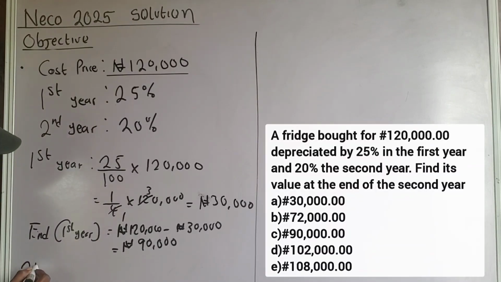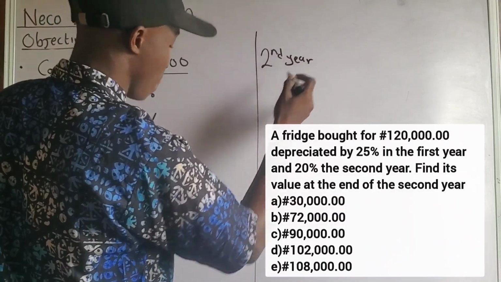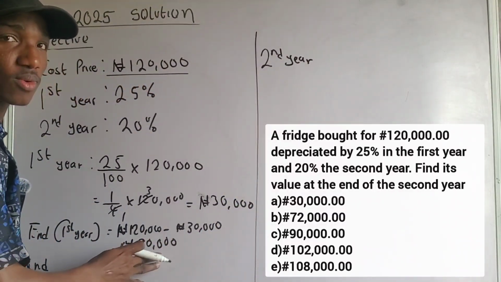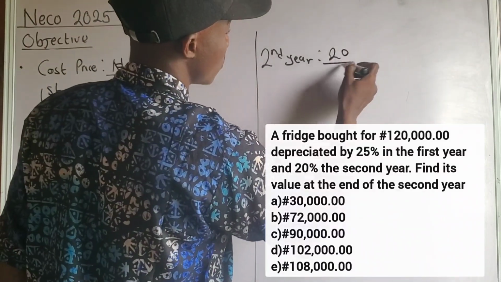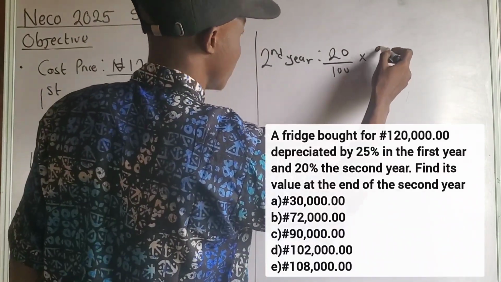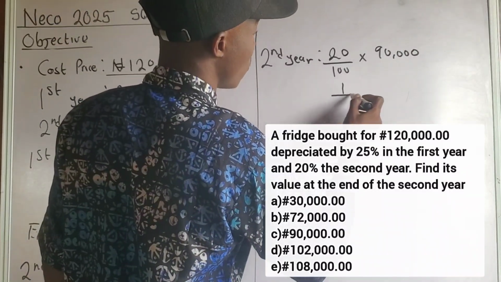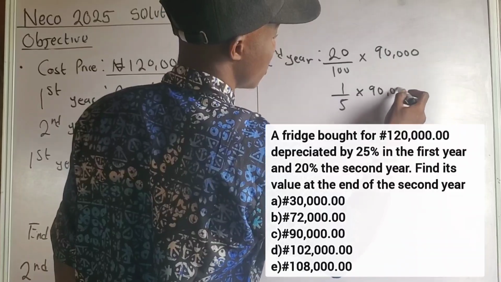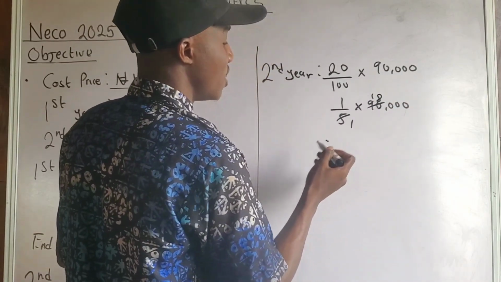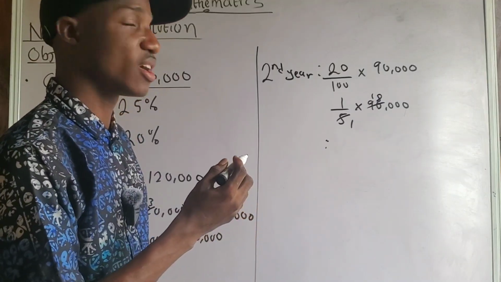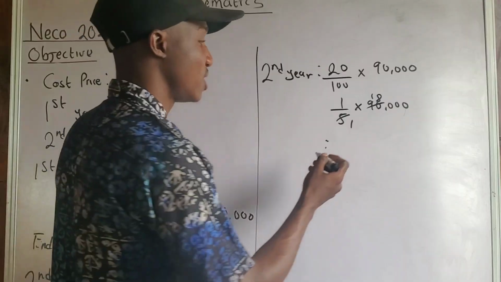For the second year, this cost now, I'm going to take the 20%. You understand? So I'm going to have 20 over 100 multiplied by 90,000. Do you understand? So for this, I'm going to have 1 over 5 times 90,000. Okay, 5 into 9 is 1, 18. So the amount by which the fridge reduced in the second year is 18,000. You understand? So this is 18,000 naira.